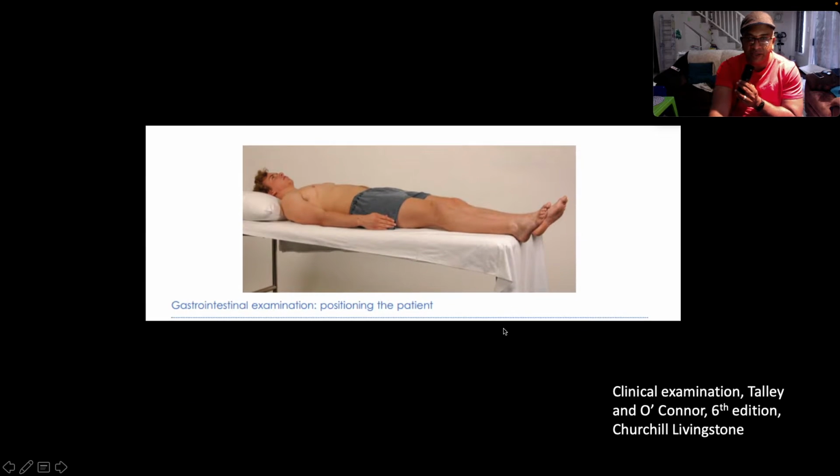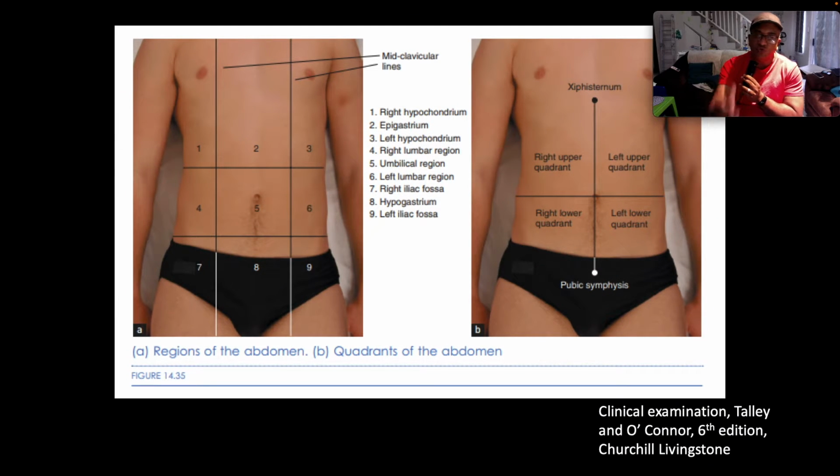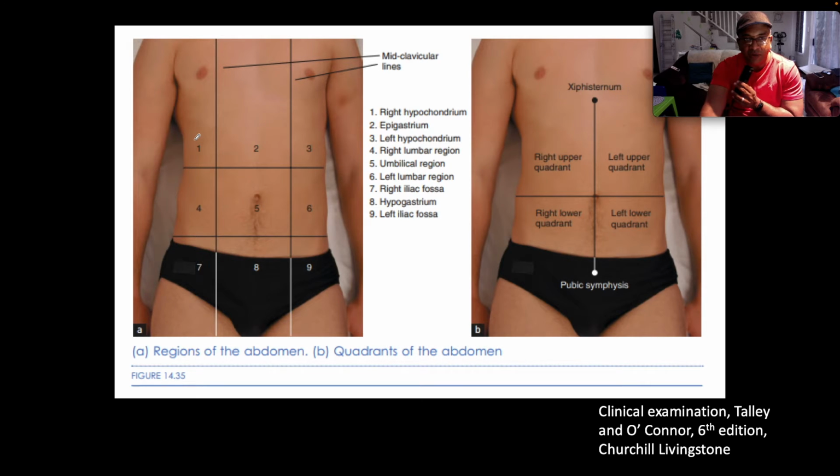This is how you position the patient: nice and flat, supine with a pillow for the head, right? And just in terms of small revision over the different sections of the abdomen, you can go into quadrants as we've done here, or you can divide them into 9 traditional regions, with 1 being the right hypochondrium, 3 being the left hypochondrium and the epigastrium between, 4 being the right lumbar region, 6 being the left lumbar region and the umbilical region in between, 7 being the right iliac fossa, 9 being the left iliac fossa, and 8 being the hypogastrium or the suprapubic area.